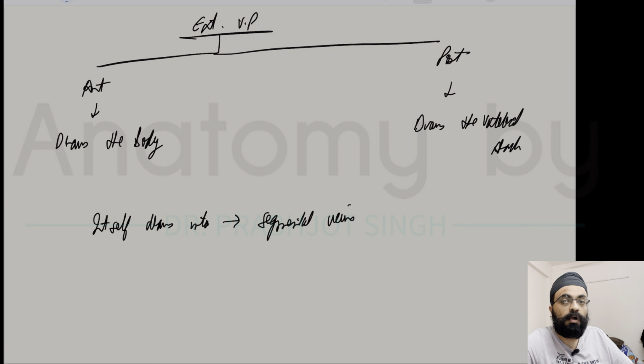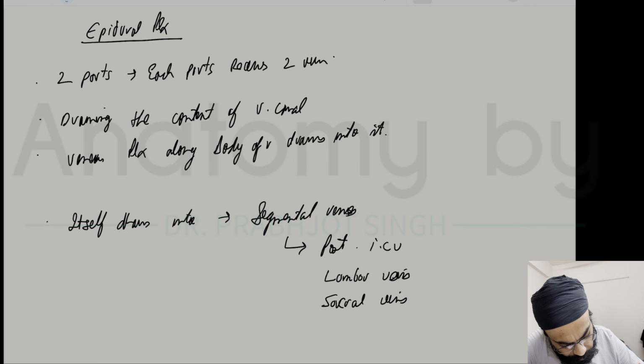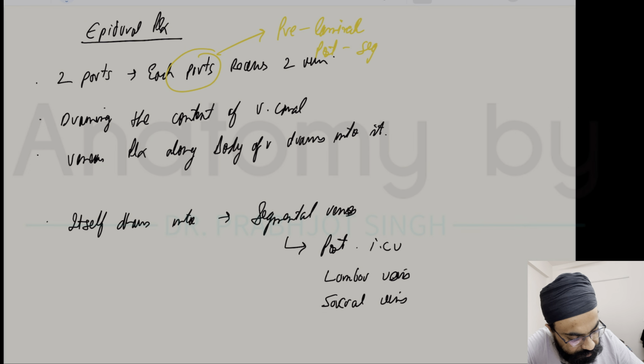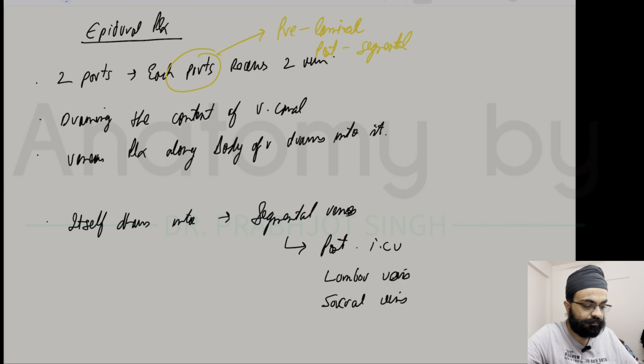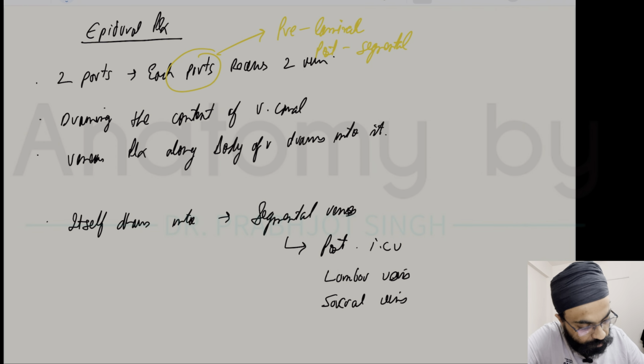So now we are going to talk about its connections with the external environment, but prior to that you also need to know about one important aspect of this plexus. And yes, one important thing, these two parts are known as prelaminar and post central.